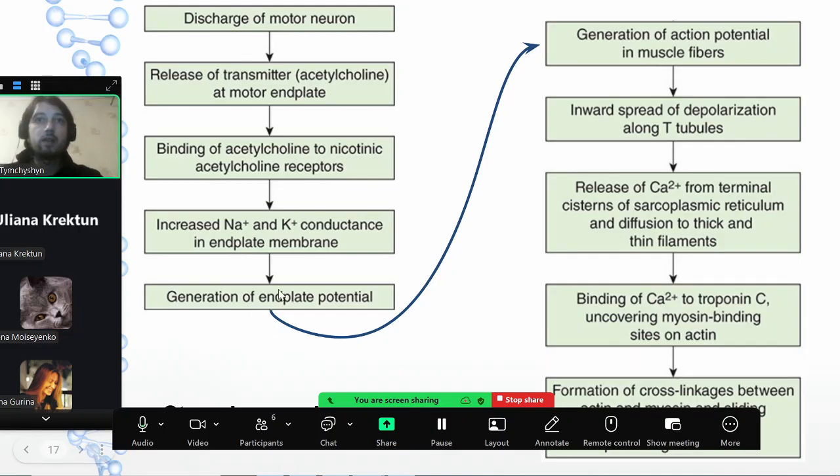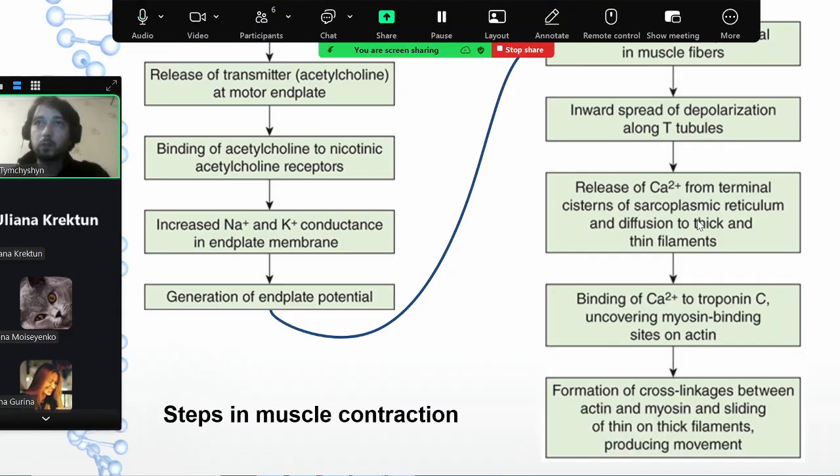So here you see the generation of that potential. It's a result of increased permeability to sodium and potassium. When this action potential is generated, this depolarization spreads along T-tubules. I will show you an image, and I will show you where these T-tubules are, and that causes the release of calcium ions from terminal cisterns of the sarcoplasmic reticulum and diffusion to thick and thin filaments.